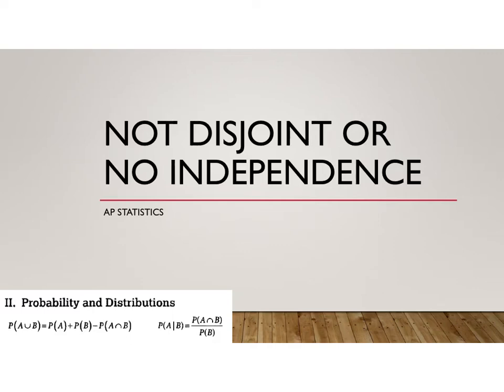Hello again. Here with probability lesson number 3. This one covers a couple concepts that were in each of the last two at some point, but getting in a little more detail here, because not disjoint is one of the formulas on your formula sheet for the AP exam, and not being independent is another one of the formulas. And so I want to cover those in some more detail here, and how you might utilize those as we move forward.